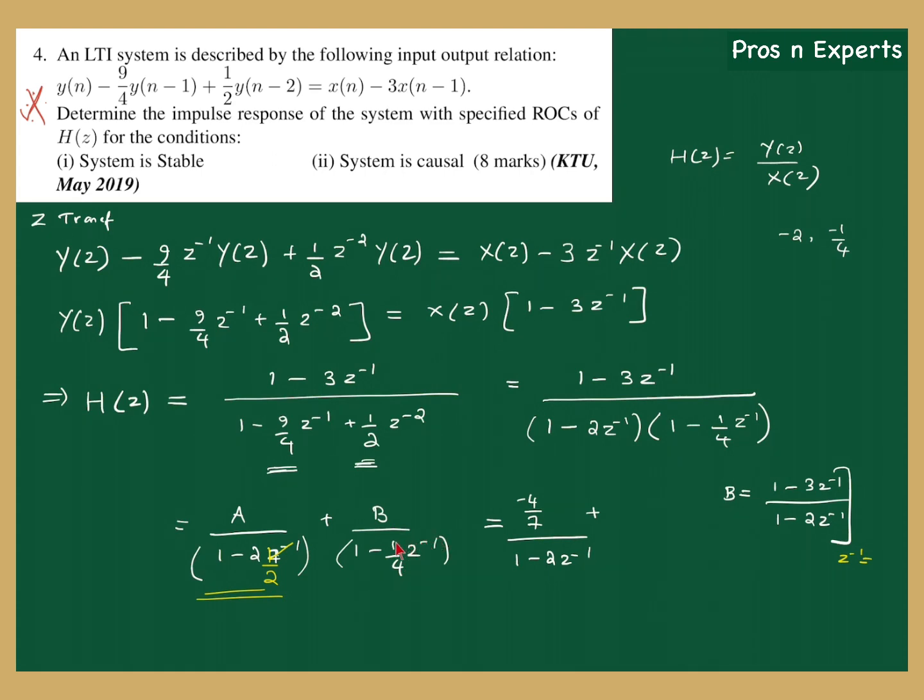When z inverse equals 4, the denominator vanishes, right? So z inverse equal to 4. So this is equal to 1 minus 3 into 4 divided by 1 minus 2 into 4. So this is 1 minus 12, which is minus 11, by 1 minus 8, which is minus 7. So it is plus 11 by 7. So the value of B is plus 11 by 7, giving 11 by 7 divided by 1 minus 1 by 4 z inverse. So we have got H of z in partial fraction form like this.